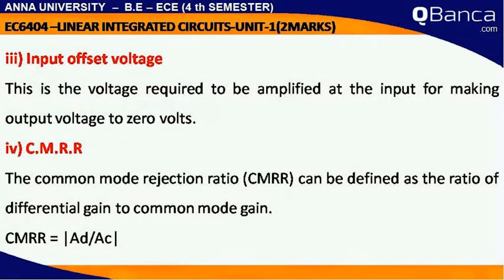Input offset voltage. This is the voltage required to be applied at the input for making the output voltage 0 volt. CMRR. Common mode rejection ratio can be defined as the ratio of differential gain to the common mode gain. CMRR is equal to AD by AC.